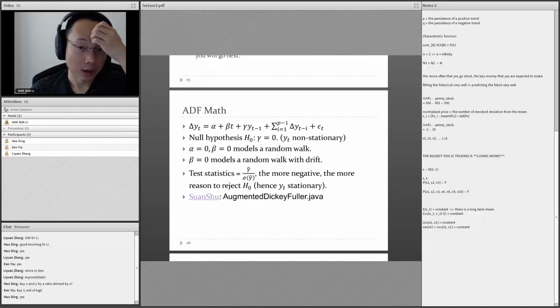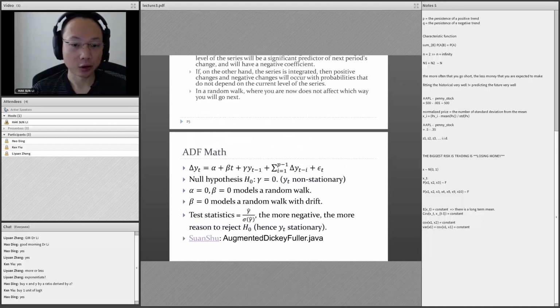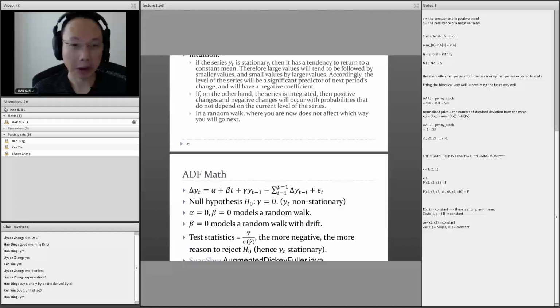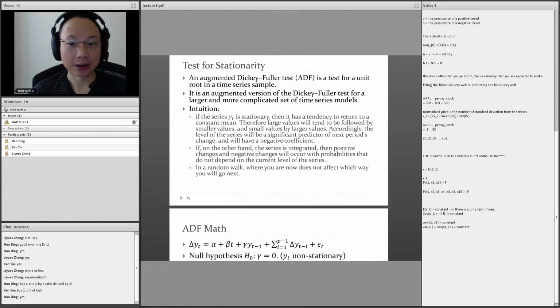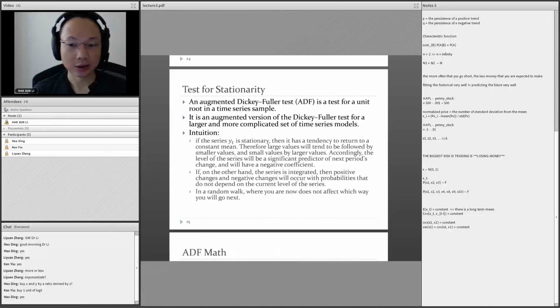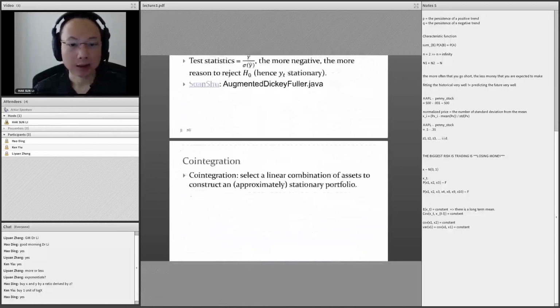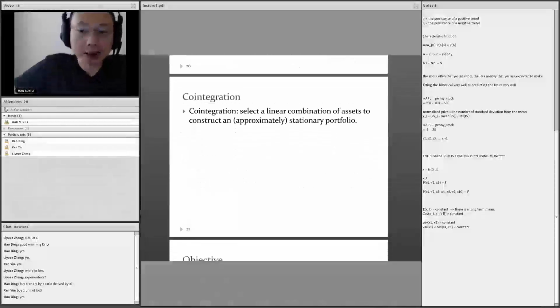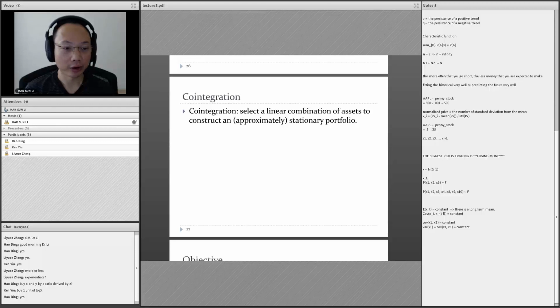So given any time series, we can check whether it's stationary or not using tests such as the ADF. Now the question is, how exactly do we choose beta in the first place, so that we have something to check? And the idea is co-integration. Co-integration is a way of selecting a linear combination of assets to construct a stationary portfolio. We can write this down more mathematically.